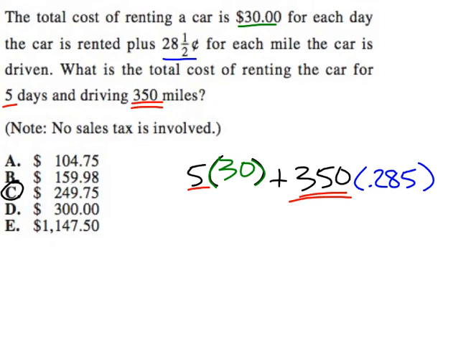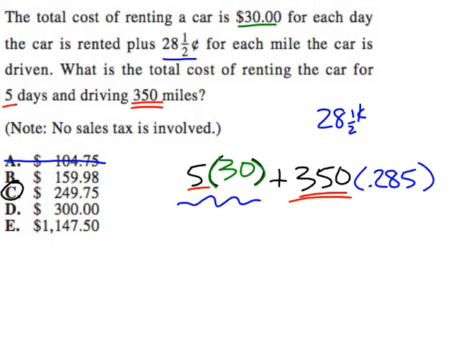So in the first algebra problem, we're looking at renting a car. It says it's $30 for 5 days, so that's 5 times 30. That gives me 150. That automatically gets rid of A, by the way. And then I'm going to take 28.5 cents per mile, and it says there's 350 miles.